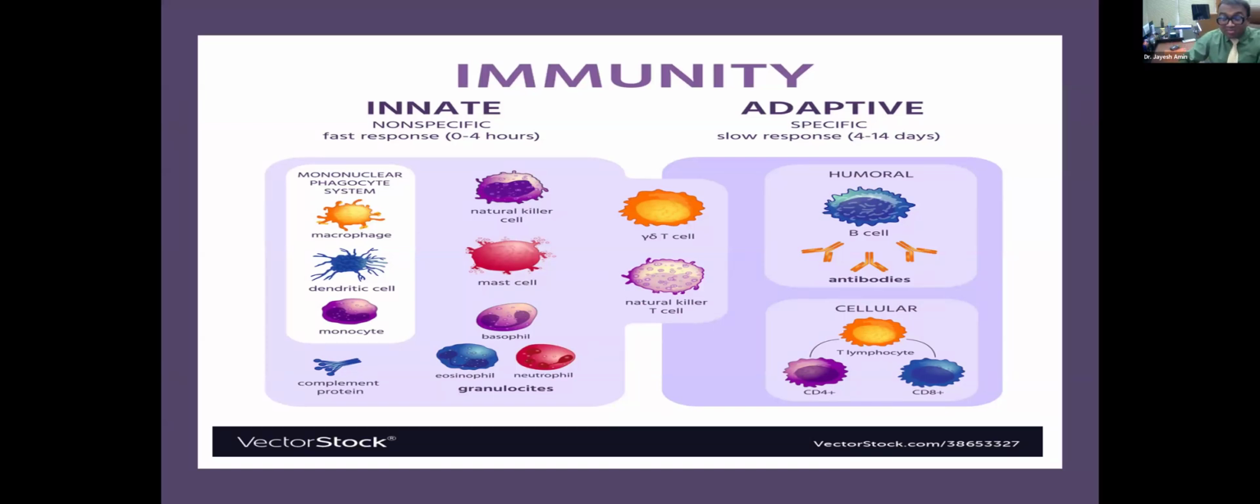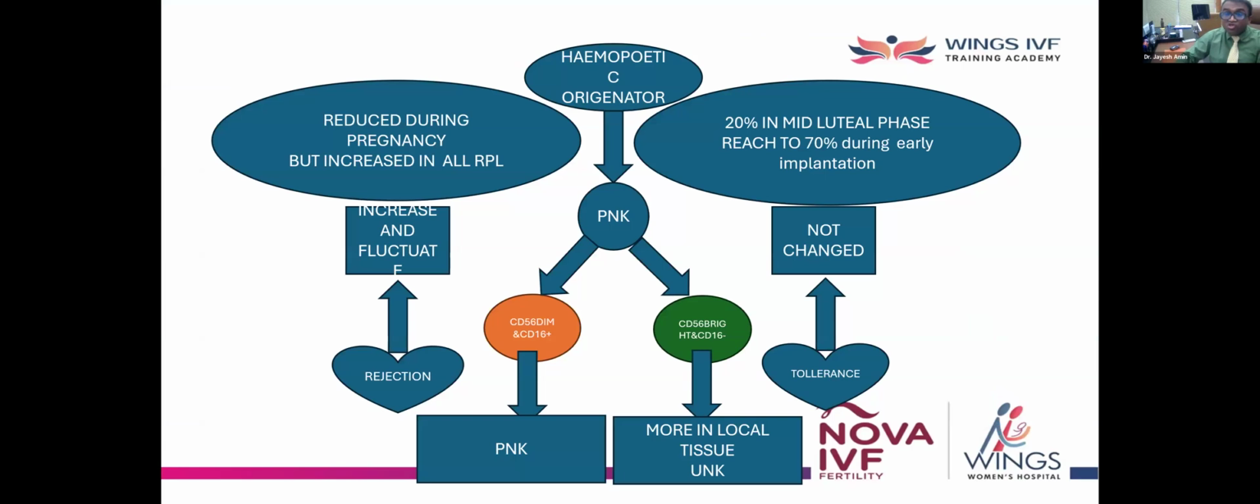Another part is the adaptive immunity: if the exposure comes again and again, the human will form antibodies by the B cell. So the B cell is humoral, or adaptive, immunity. The same thing I want to explain: when we have intercourse, or we introduce some foreign material, there will be a response in our blood and they will form the peripheral natural killer cells.